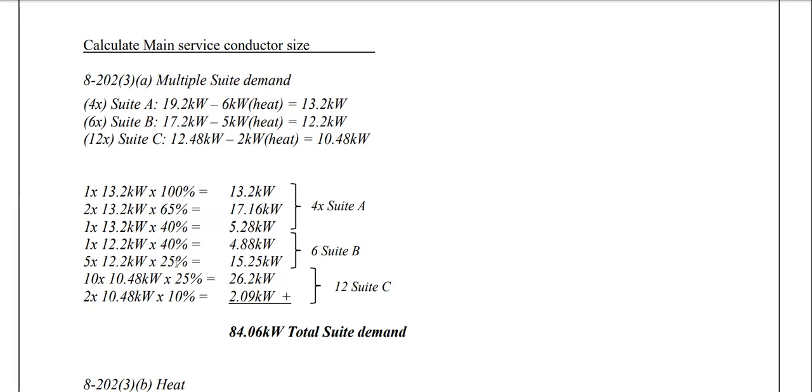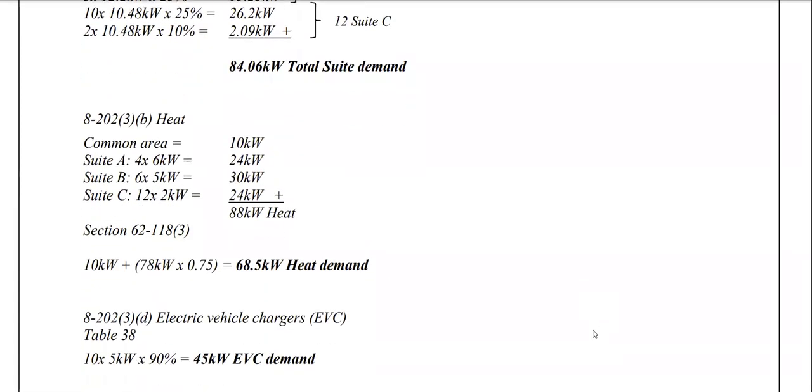The next 5 at 25%, the next 10 at 25%, the next two, whatever's remaining at 10%. So you have to be very organized. Notice I put brackets here. I can count them up. 4 times suite A, 6 times suite B, and 12 times suite C. The total suite demand for this installation ends up being just over 84 kilowatts. All right, so we'll set that number off to the side.